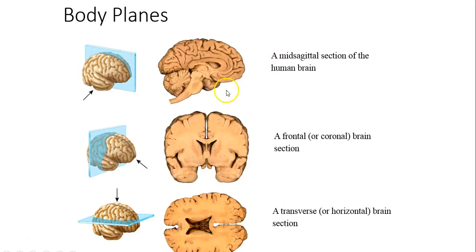And here you can see a body structure, an organ, the brain, using these different planes. This is a mid-sagittal section of the brain. You can see that we have divided it into equal right and left sides. Here you can see the frontal or coronal brain section. We divided it into front and rear sections. And here is a transverse or horizontal brain plane dividing the brain into an upper, superior, and lower, or inferior, part.